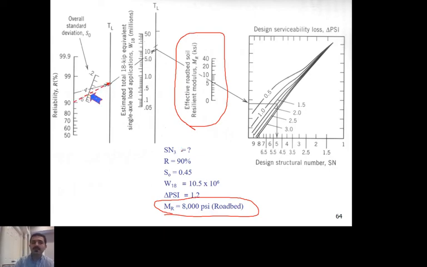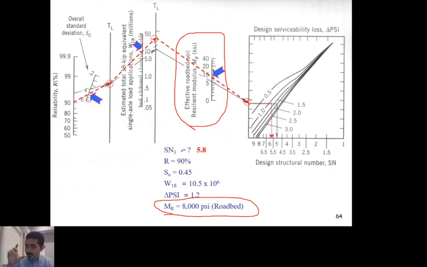The reliability is 90%. The standard deviation is 0.45. This is the turning line. I'm going to hit it with 10.5 million ESALs to the next turning line. And then I'm going to now pick the 8,000 psi. The same delta PSI is equal to 1.2.